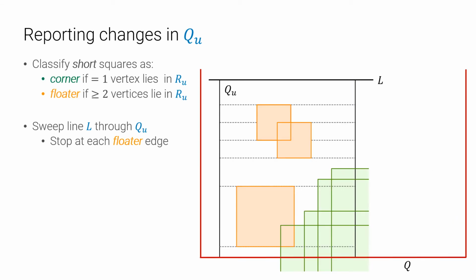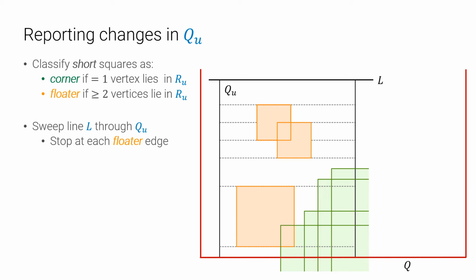So first things first, we know that any existing square of the cross-section that intersects QU must be a short square because the boundary of QU is defined by the long squares. So we're going to further classify these short squares by their number of vertices that lie in the quadricell. We'll call them corners if exactly one vertex lies in the quadricell. Otherwise, we'll classify them as floaters, which have either 2 or 4 of their vertices lying in the quadricell. Corners will be green and floaters will be orange in this example.